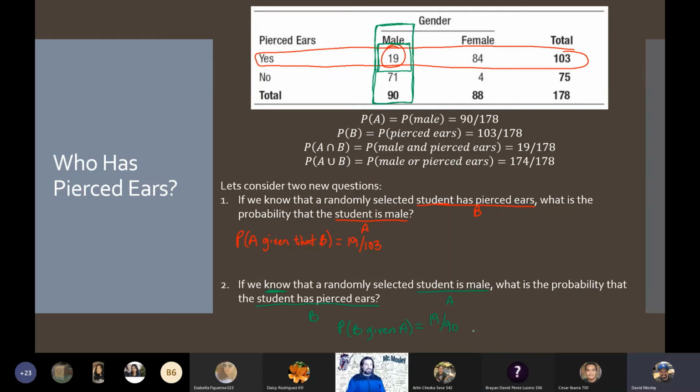Does anyone need a moment to write any of this down for their notes? All right.